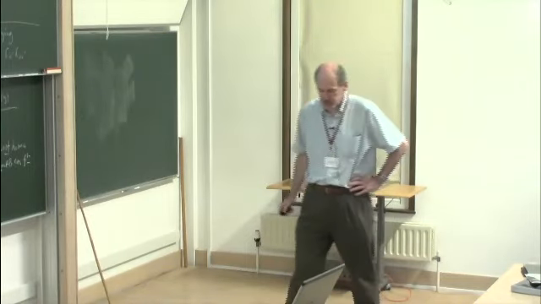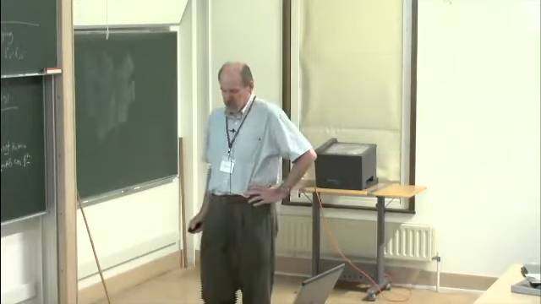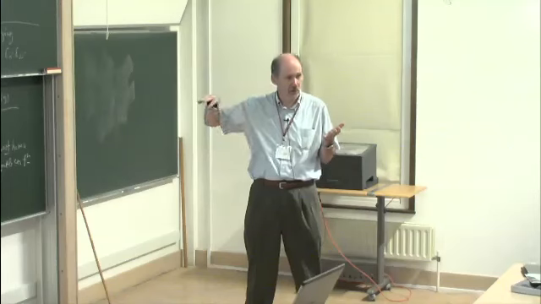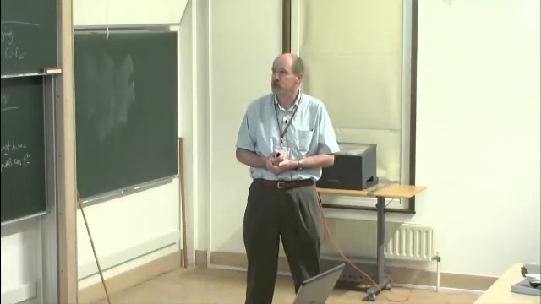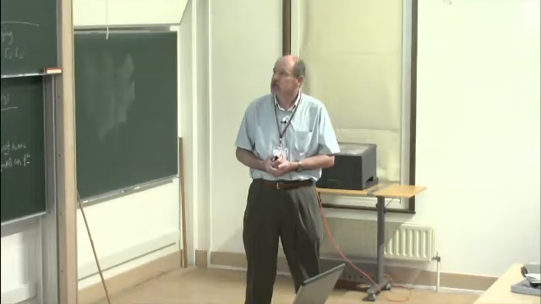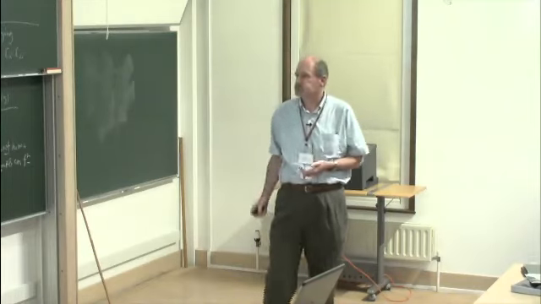As I said, they're primarily used in factorial experiments, where you think of these columns as the factors in your experiment, where these symbols are the levels for the factors, each factor at s different levels, and where every row corresponds to a level combination that you're going to use in your experiment. So you don't use all possible level combinations, you tend to use just a subset of all possible level combinations, and the ones that you use are the ones that are given to you by this orthogonal array.